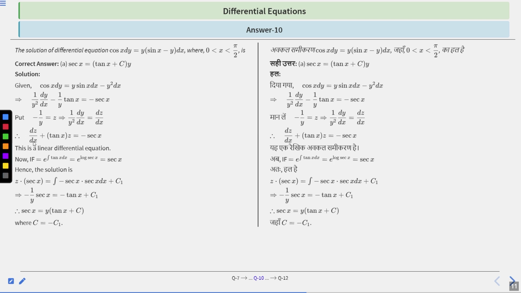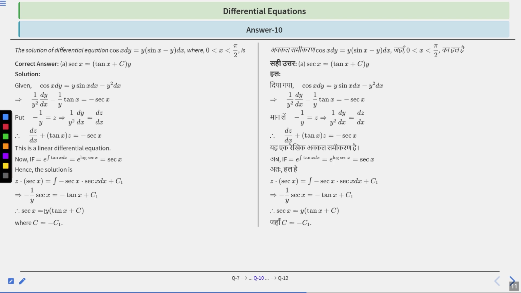The integrating factor is e to the power integration of tan x dx, which is equal to e to the power log sec x, because integration of tan x dx is log sec x. Which is equal to e to the power log sec x, which is basically sec x. Hence, the solution of this differential equation is z · sec x = integration of -sec x · sec x dx + c1.